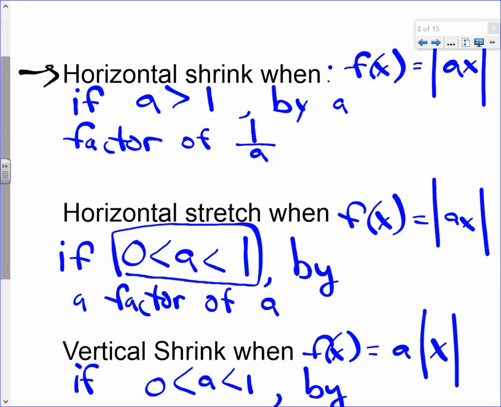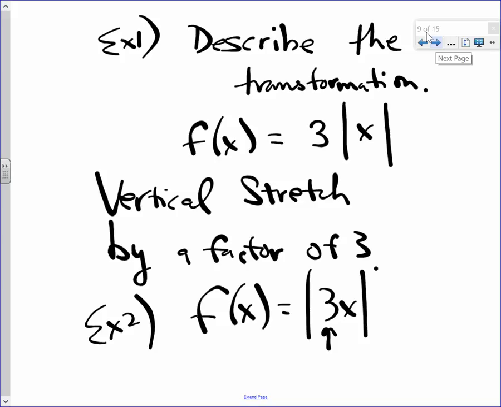It's going to be a horizontal shrink. You're right. By a factor, now watch this, of 1 over A. A is 3, so it'll be by a factor of 1/3. It'll be a horizontal shrink by a factor of 1/3. You just take whatever A is and put 1 over it. Let's go back.